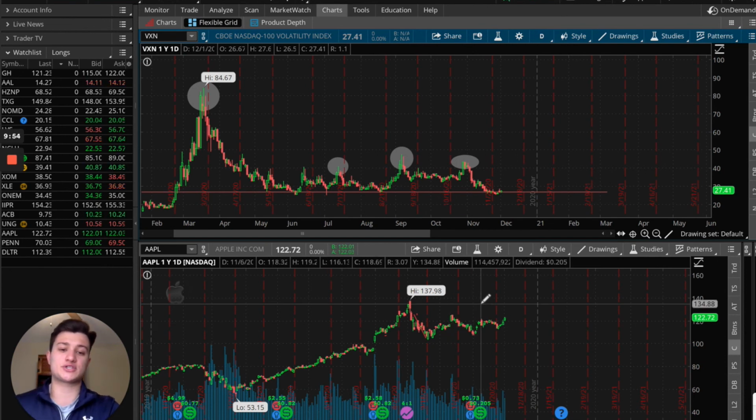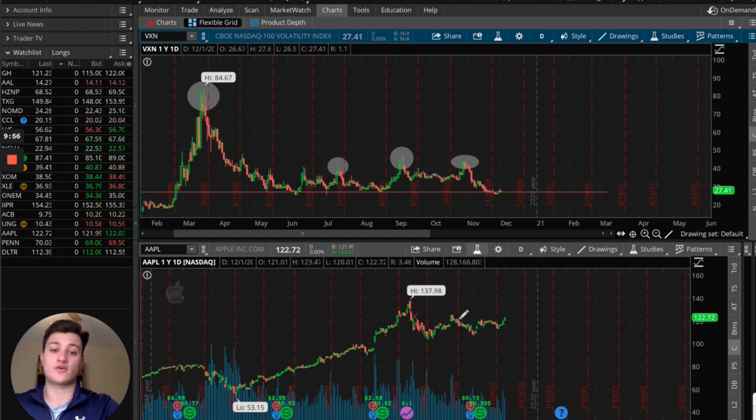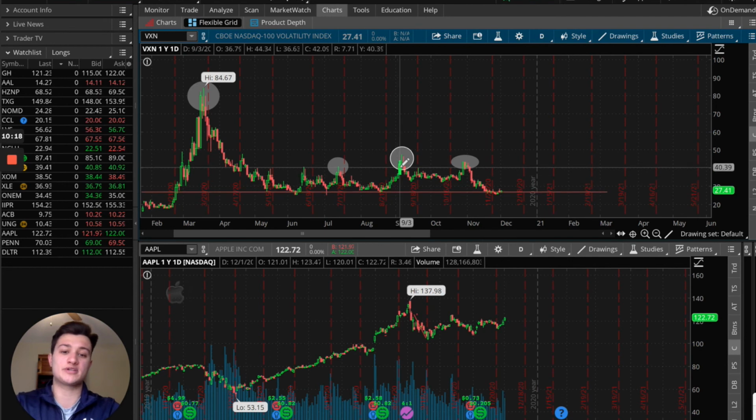But some things to always just keep in mind are stocks increasing as volatility starts to creep up, or if we see a big spike in volatility and it remains at that level for a couple days, that suggests that stocks can continue to sell off.